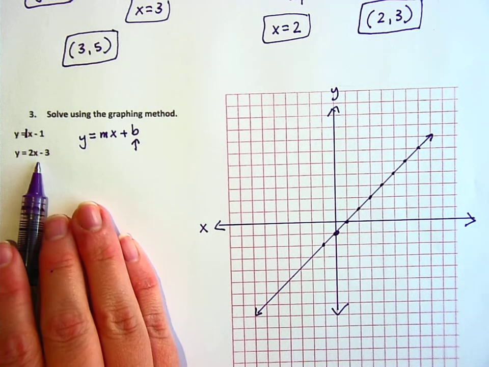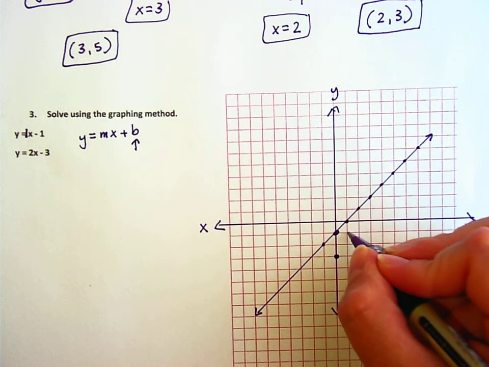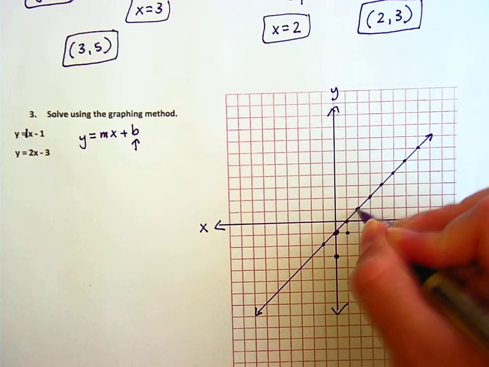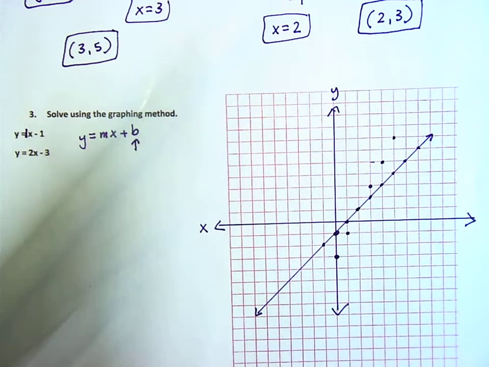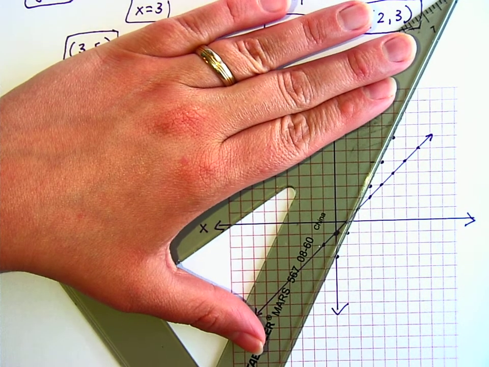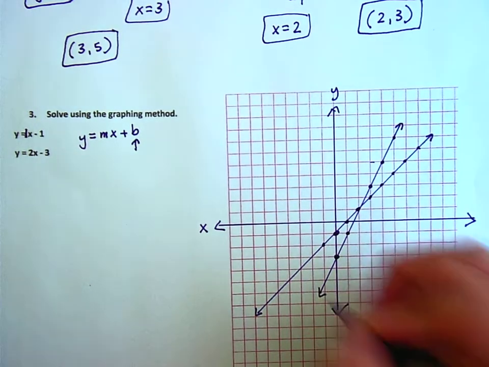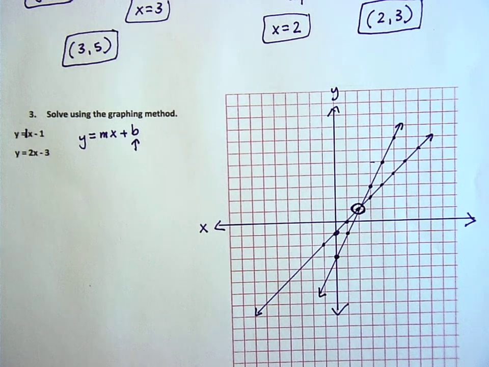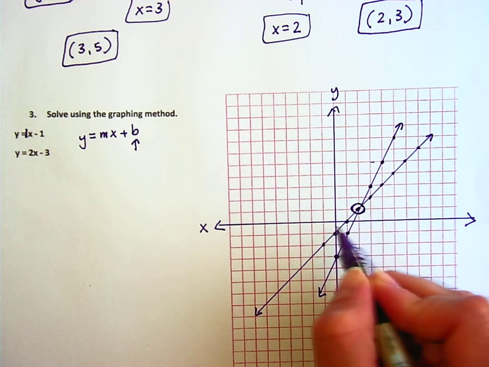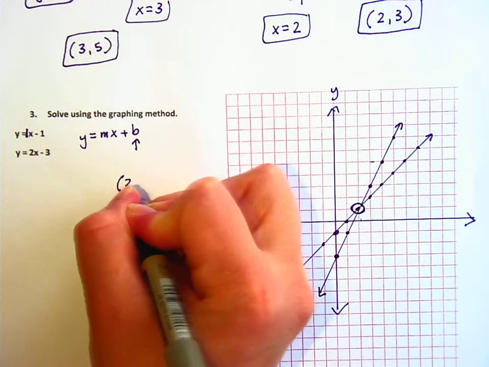And then this one, the y-intercept is negative 3, so I'm going to start at negative 3, and then go up 2 over 1, up 2 over 1, like that. I'm going to draw that line in too. Which means that this is my intersection point, but it's not good enough just to circle that point. You've actually got to write it out. So let's see, it's to the left 2, so the x is 2 and the y is 1. So my answer is going to be 2, 1.